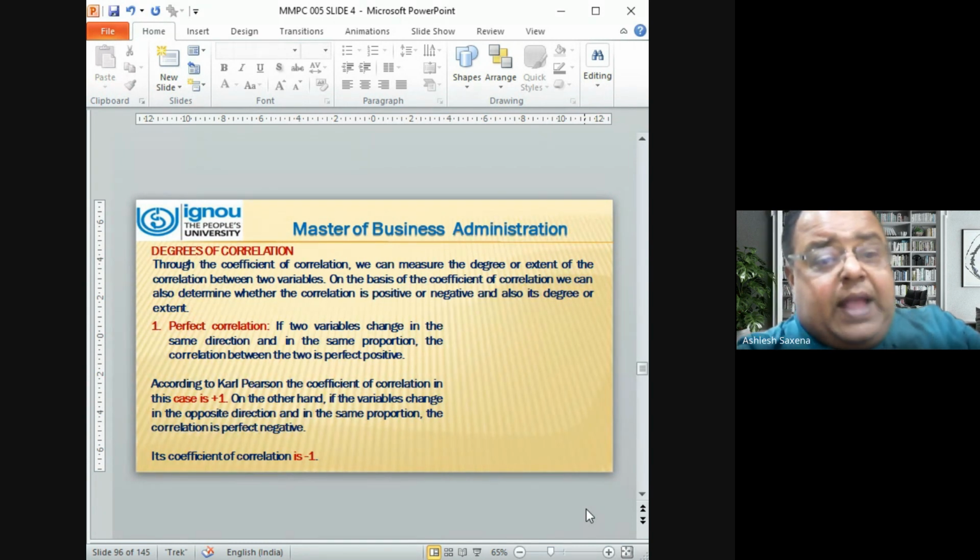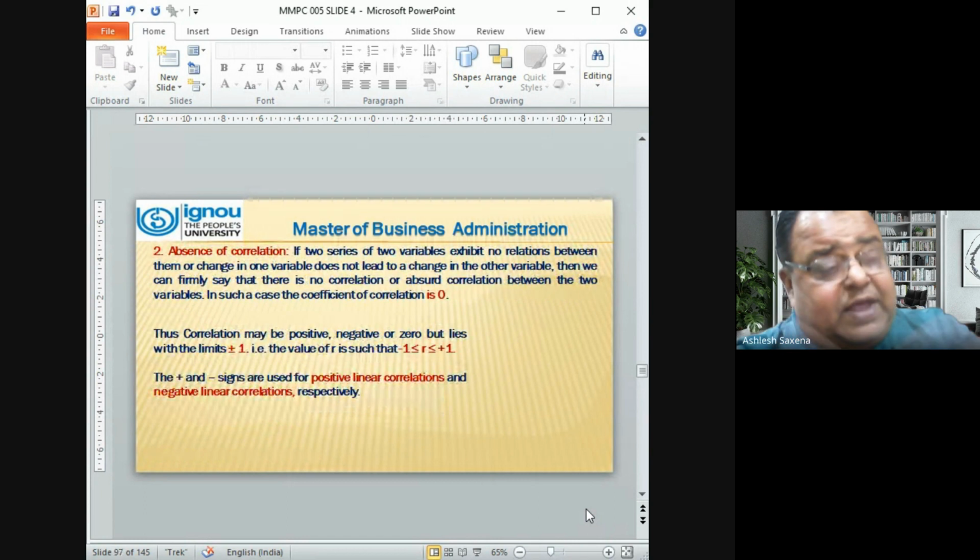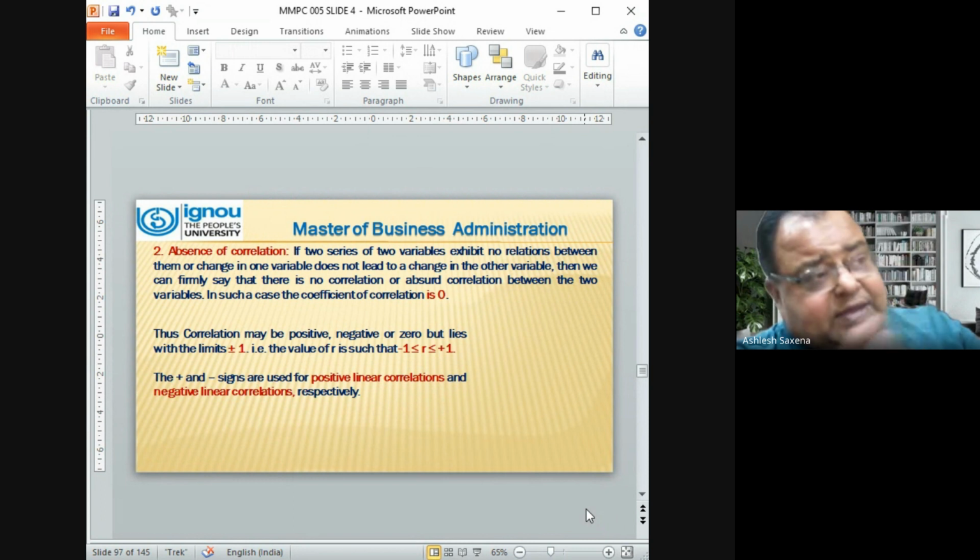Absence of correlation, if you don't have any relation between them. If the two series of two variables exhibit no relation between them, or change in one variable does not lead to change in the other variable, then we can firmly say that there is no correlation or absence of correlation between the two variables. In that case, its value will be 0.